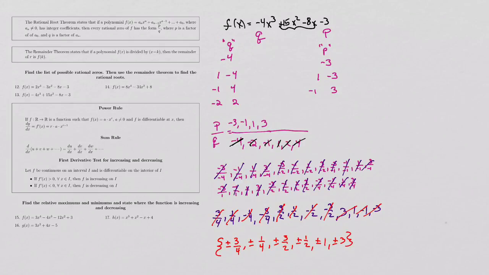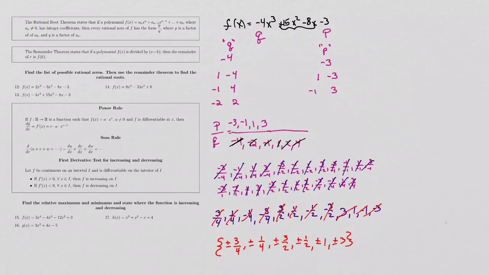And that right there is your list for possible rational zeros for my polynomial -4x cubed plus 15x squared minus 8x minus 3. Somewhere in there is a zero. Now the question is, how do we find it? All right, so the way we're going to actually find what these zeros are, we can use the remainder theorem.